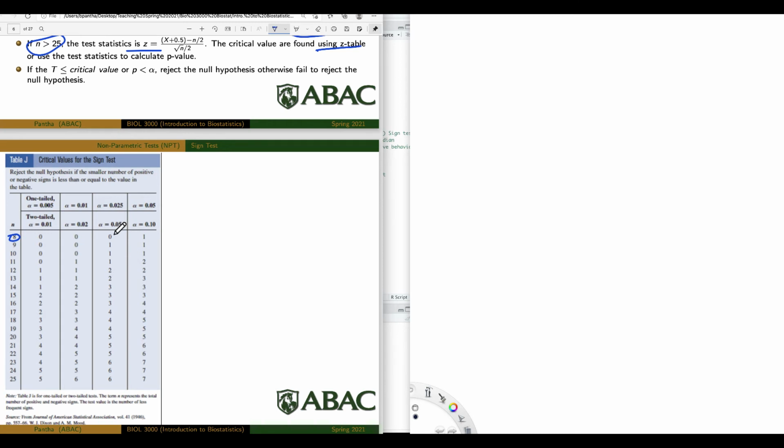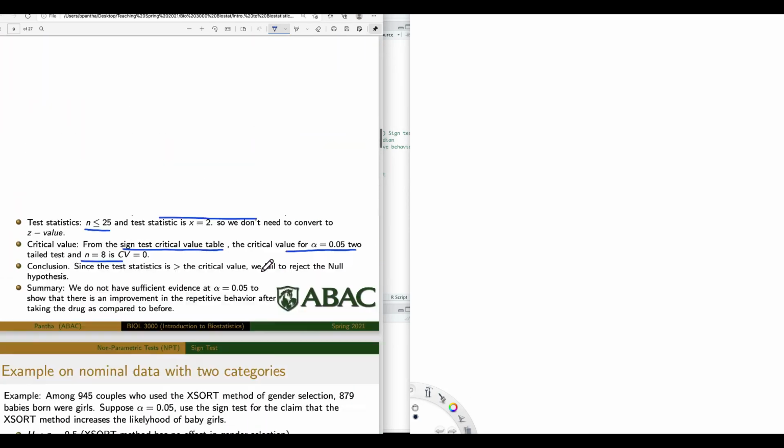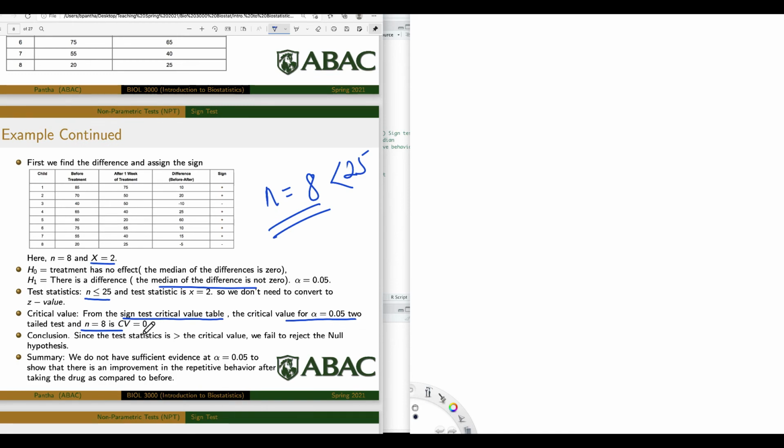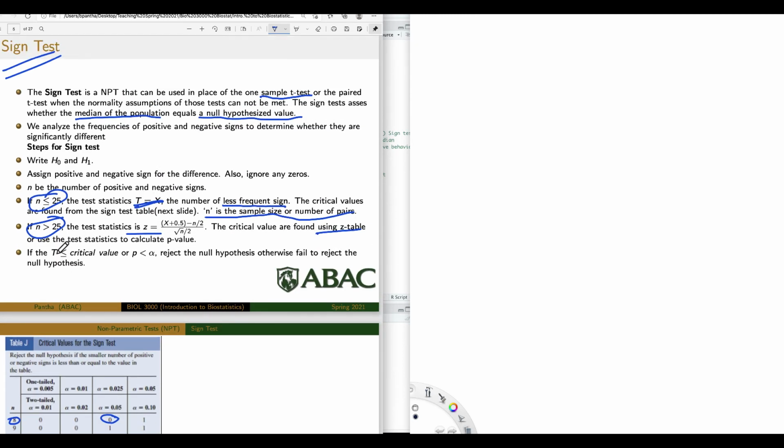So what is the critical value? The critical value is 0. You see that? For a two-tailed test with n equals 8 and alpha equals 0.05, the critical value here is 0.